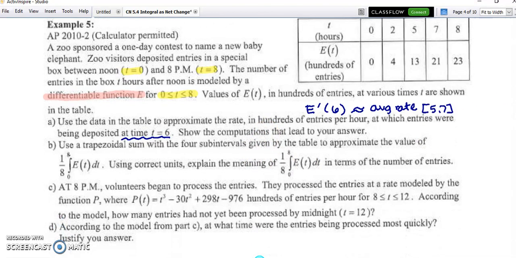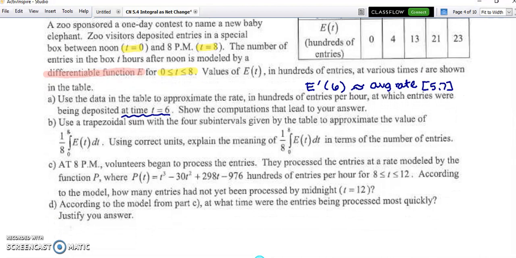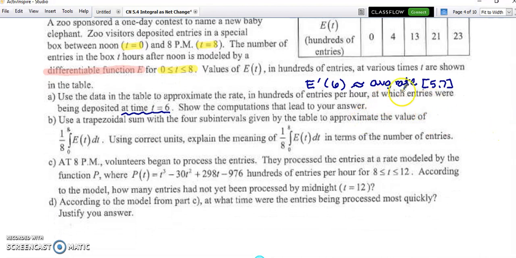The first part is fairly easy, and I would make sure you write the sentence that goes with it to interpret that rate after you get it. Now in B, we're going to use a trapezoidal sum. In your head, you have to remember you're doing the left sum plus the right sum and then averaging them, so dividing by 2. We're using 4 subintervals, so we'll pay attention to that.